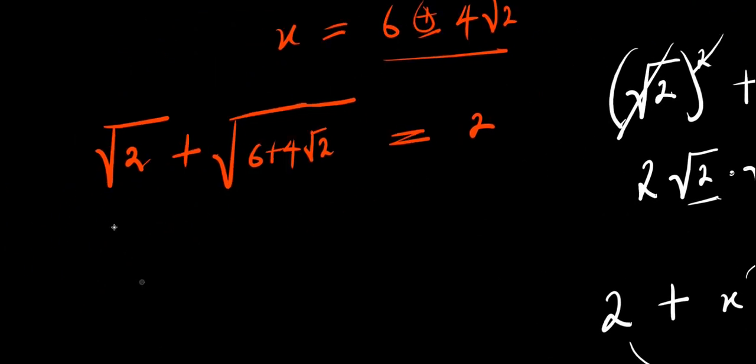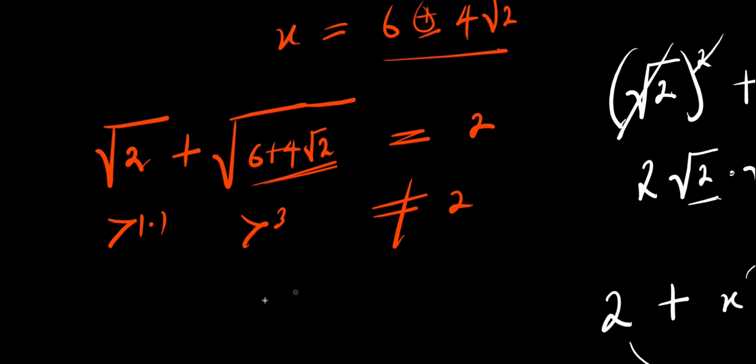Now, this is obviously greater than 1. This is about 1.4. So this is greater than 1. This is greater than 3 because square root of 9 is 3. So this is greater than 3. So this is not 2. Obviously, the first solution is wrong.